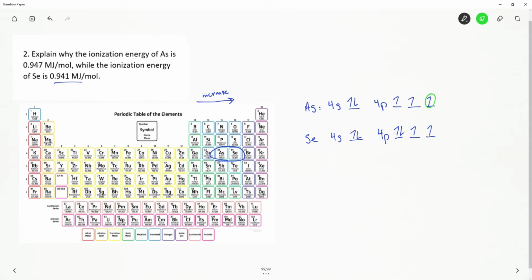However, when I look at selenium, if I remove this electron from selenium, I will gain stability by having that p orbital half filled, and I will lose some of that electron repulsion from having these electrons paired. So that makes sense why selenium ought to have a little bit smaller ionization energy than arsenic. We have gained stability here.